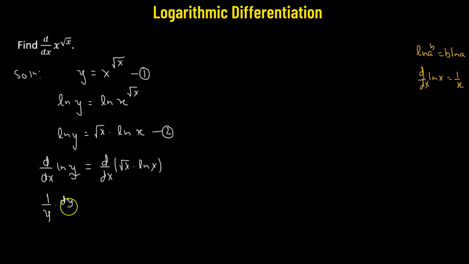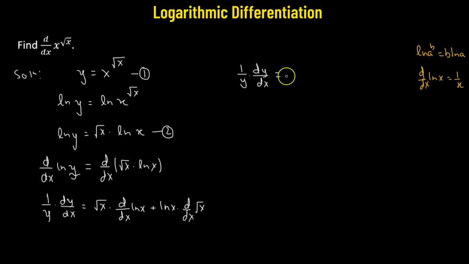and multiply it by the derivative of y with respect to x equals, now we have the product of two functions, square root of x times log of x. So here we can use the product rule. That will be square root of x multiplied by the derivative with respect to x of log of x plus log of x multiplied by the derivative with respect to x of square root of x. Right. Now we have 1 over y times the derivative of y with respect to x.